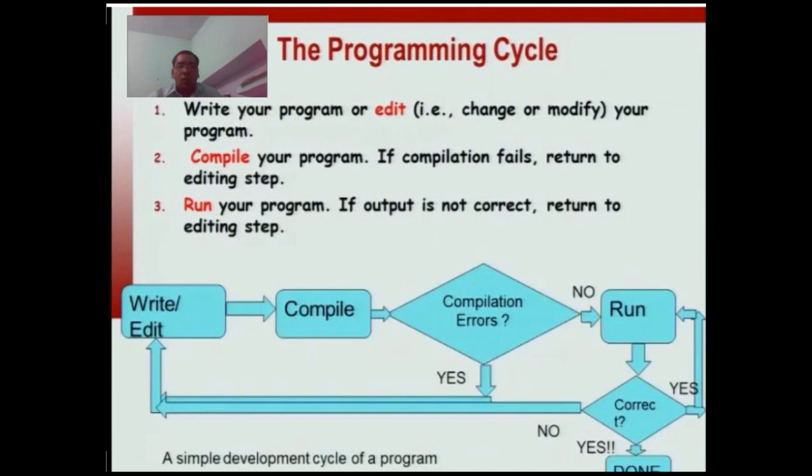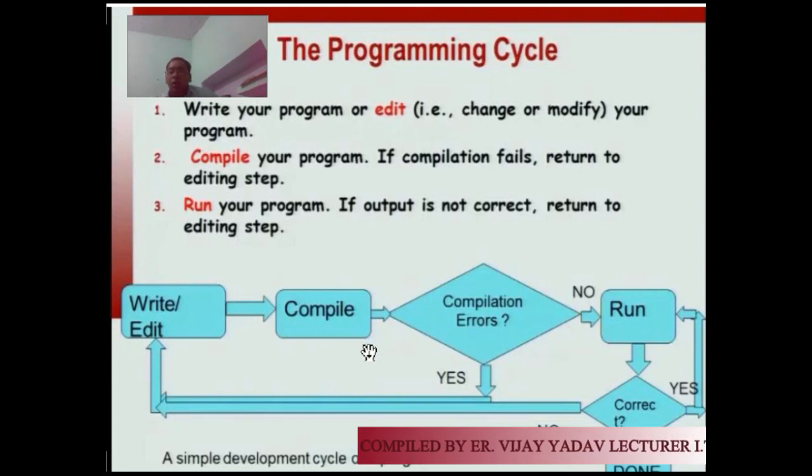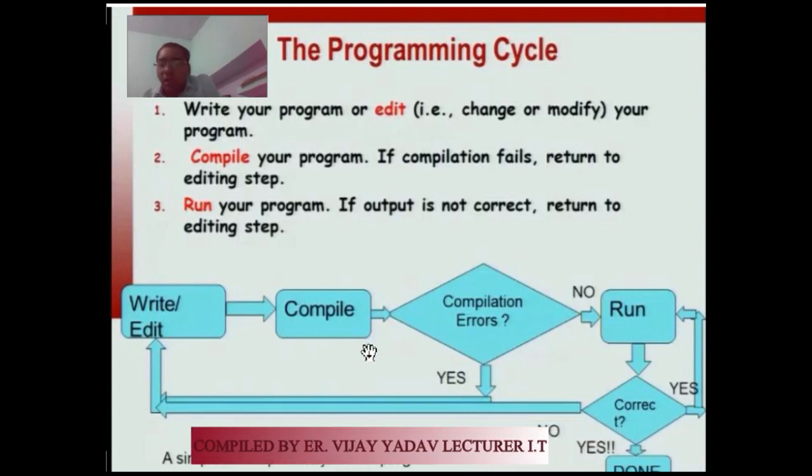Here we can see the programming cycle: write your program or edit, that is, change or modify your program. Then compile it, and if there is any compilation error, you go back to writing and editing and compile again. If there is no compilation error, we run the program, and if it is correct, then we are done. Otherwise, we follow the remaining process again and again. So this is why it is known as the edit, compile and run cycle.